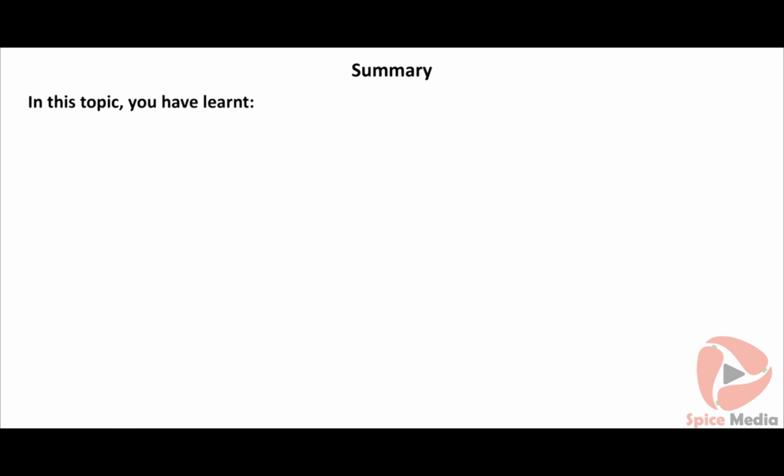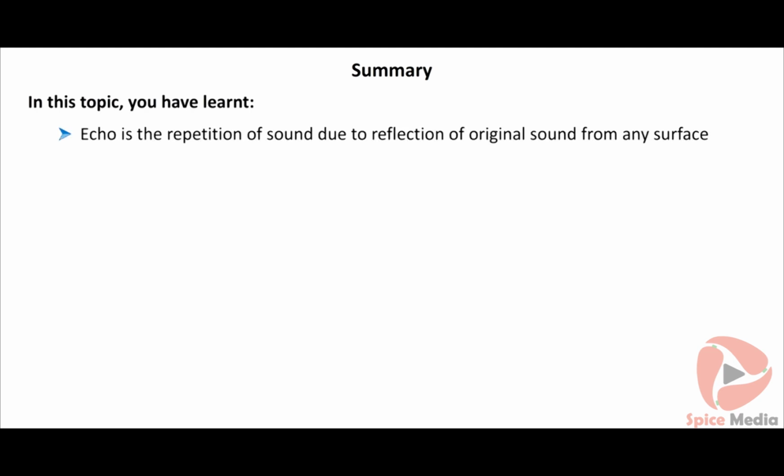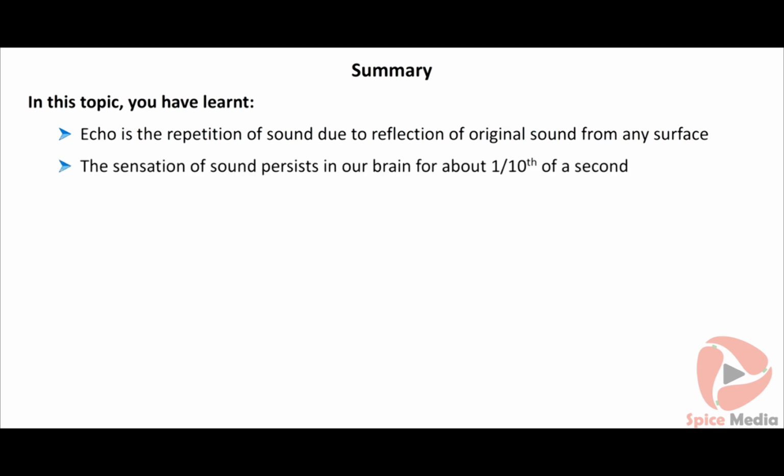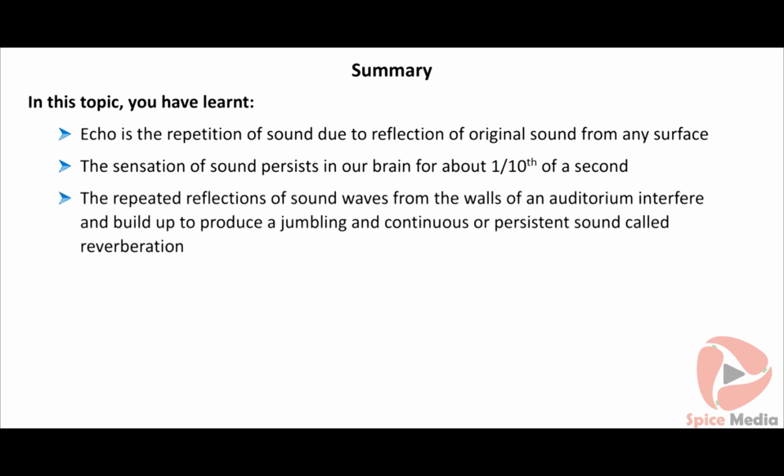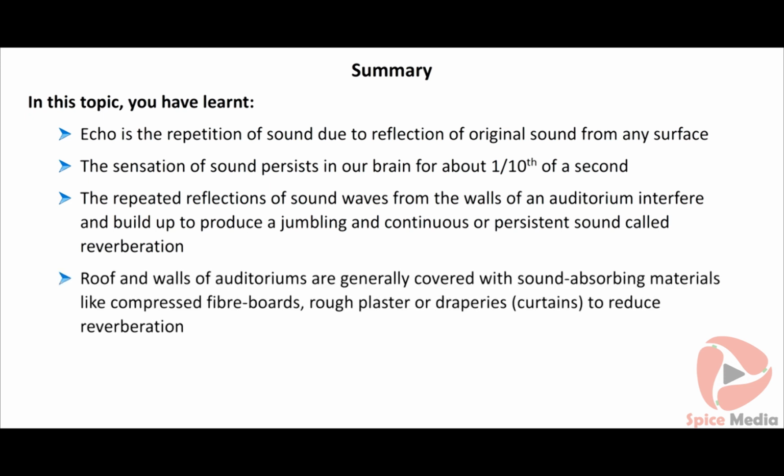In this topic, you have learned echo is the repetition of sound due to reflection of original sound from any surface. The sensation of sound persists in our brain for about 1/10 of a second. The repeated reflections of sound waves from the walls of an auditorium interfere and build up to produce a jumbling and continuous or persistent sound called reverberation. Roof and walls of auditoriums are generally covered with sound-absorbing materials like compressed fiberboards, rough plaster, or draperies to reduce reverberation.